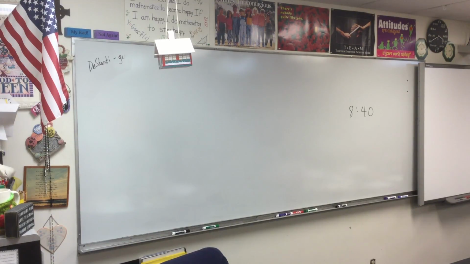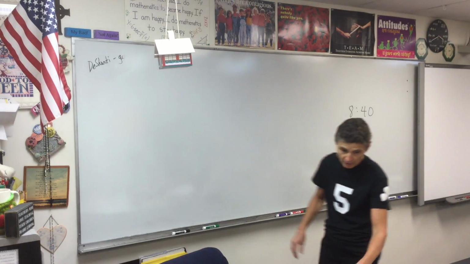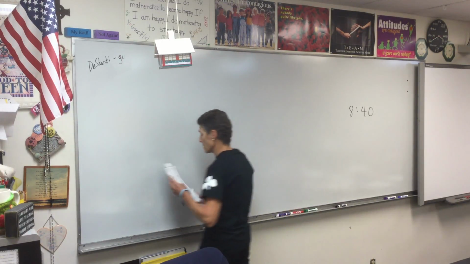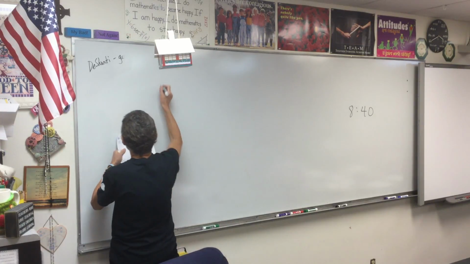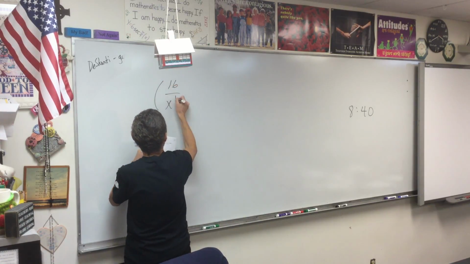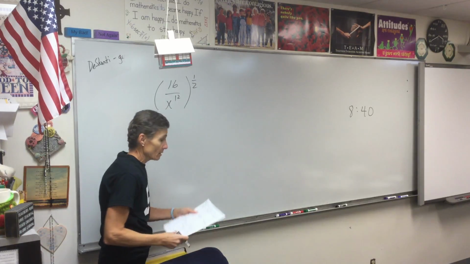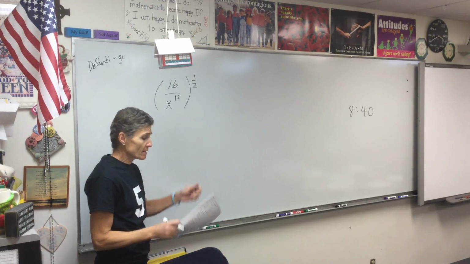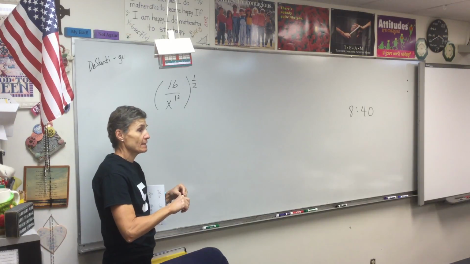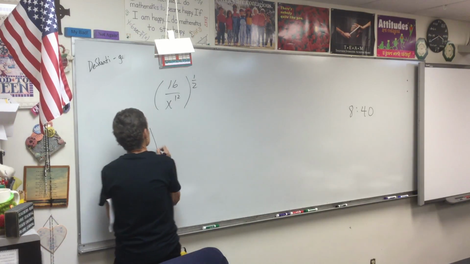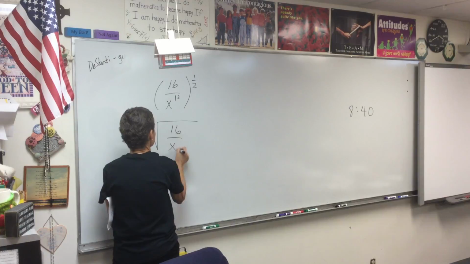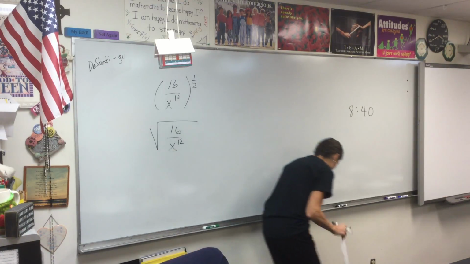What we're going to do is start by turning it over. When you turn it over, all that does is make the exponent positive. So now you have 16 over x to the 12th, to the 1/2 power. Now what does to the 1/2 power mean? Square root. So this is the square root of 16 over x to the 12th.